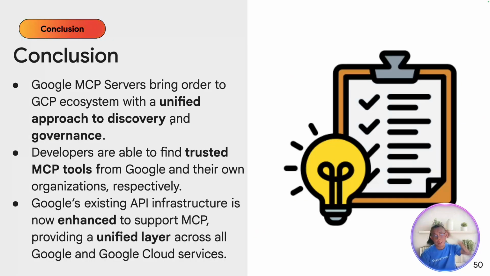Okay. So as a conclusion, the Google MCP server actually brings order to the GCP ecosystem. Now you have a unified approach to discovery and governance. If you are a developer, now you can have a trusted MCP tool from Google with all the organization respectively, and this enterprise grade product. And with Google's existing API infrastructure, now you will have enhanced support for your MCP. So you have a unified layer that you can share access across your Google and Google Cloud services.